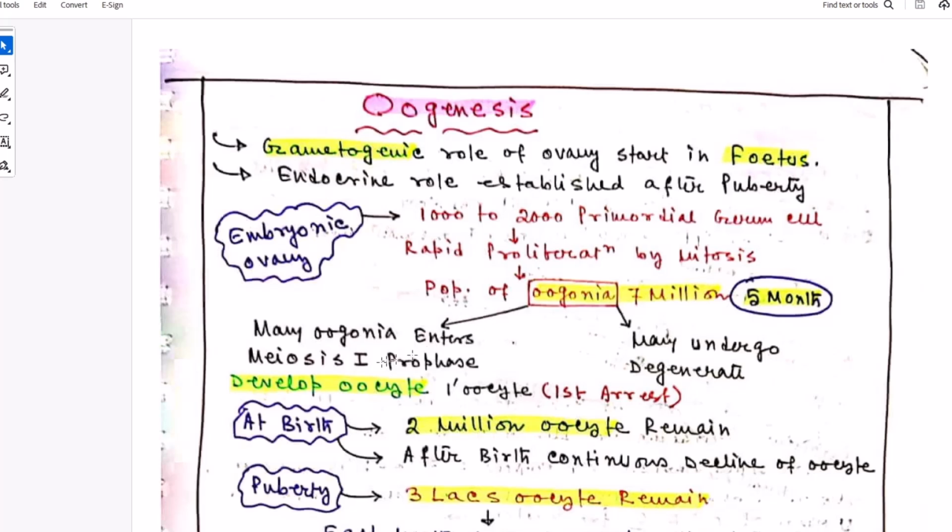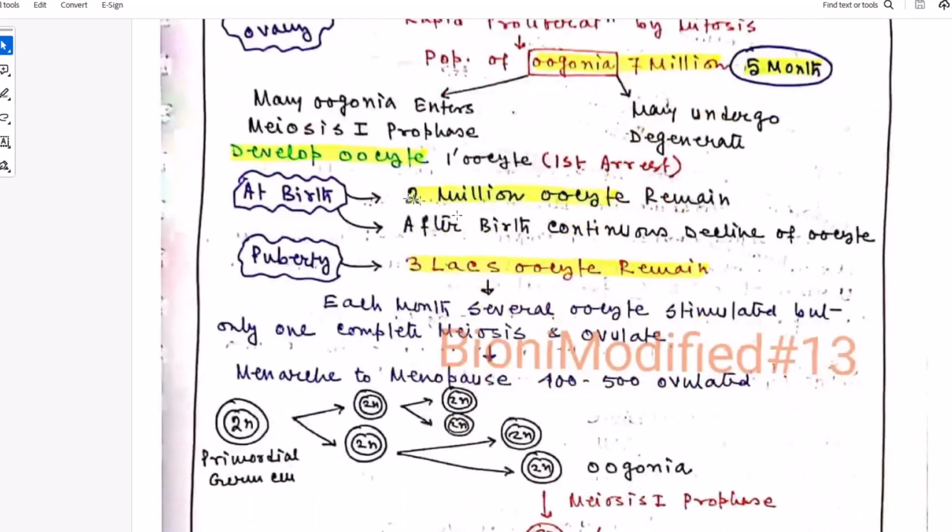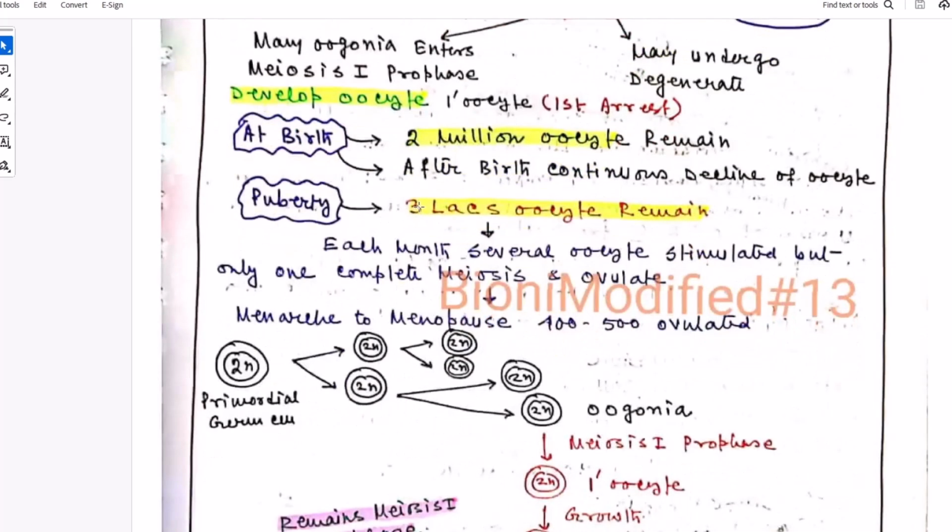The prophase of meiosis 1 causes the development of the primary oocyte, and this is the first arrest stage. After the child is born, 2 million oocytes remain in their immature follicles, and after birth a continuous decline of the oocytes can be seen. During puberty only 3 lakhs of primary oocytes remain in the ovary, in their immature follicles, and each month several oocytes are stimulated but only one completes meiosis and ovulates.